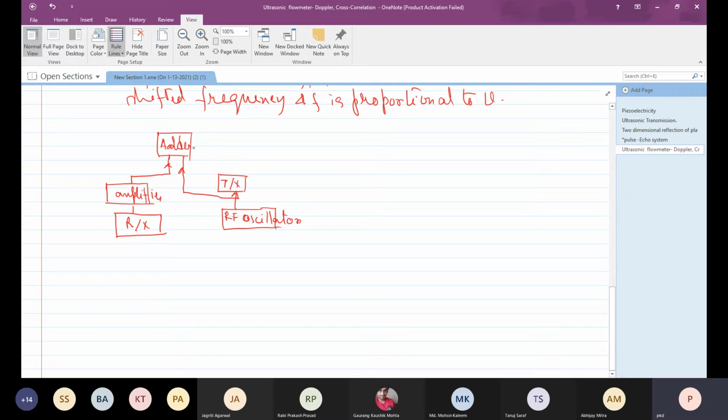Then the shifted frequency will be further processed, either by a frequency to voltage converter, or that can be done as shown in Bentley by rectifier and low pass filter. That is one way. There are other ways as well.